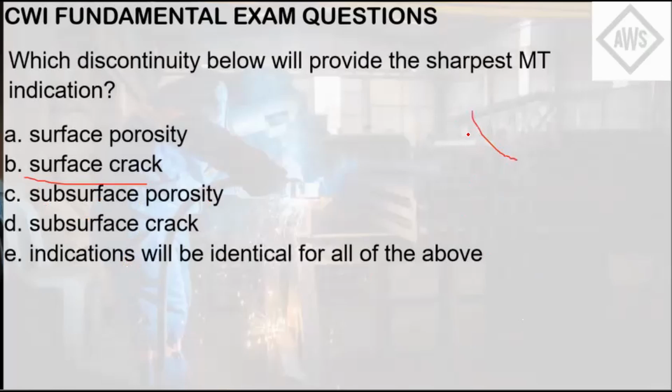So you can imagine it that way. If you have a surface crack, you just see an abrupt disruption on that profile. So the answer here is letter B. The other discontinuities will just have a weaker and more gradual profile altogether.